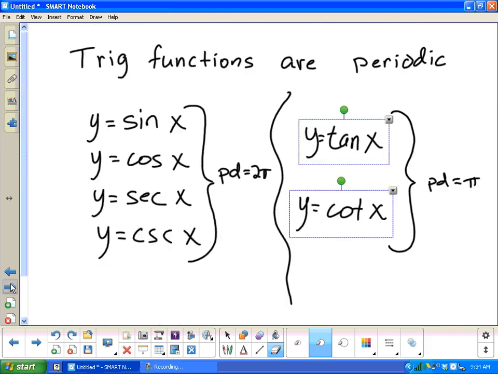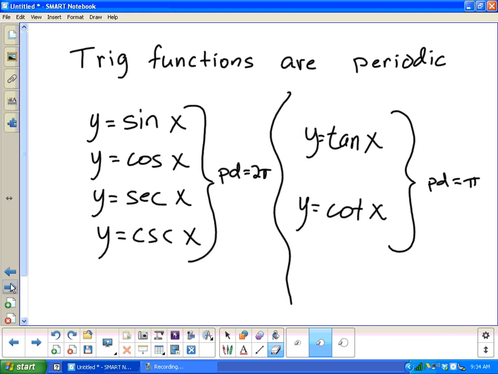All right, now let's talk about this idea. Trig functions are what we call periodic. So what's our root word there? Period. Again, this is relating back to the graphs. Everything I'm doing is relating back to graphs. So we said with sine, cosine, secant, and cosecant that the period is 2 pi. But with tangent and cotangent, the period was just pi.